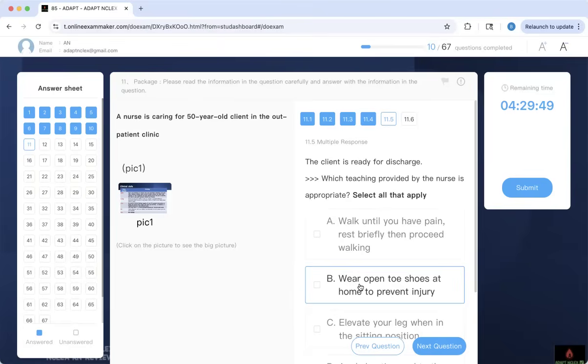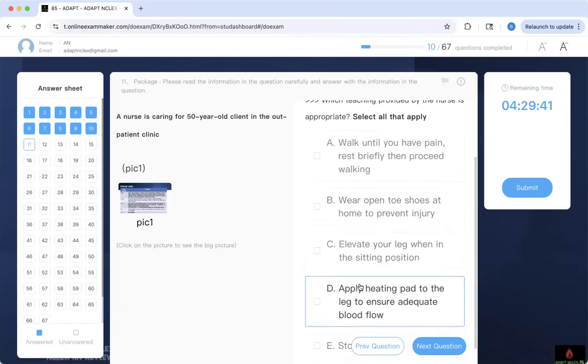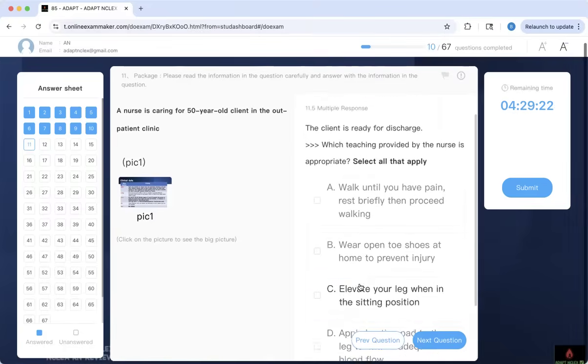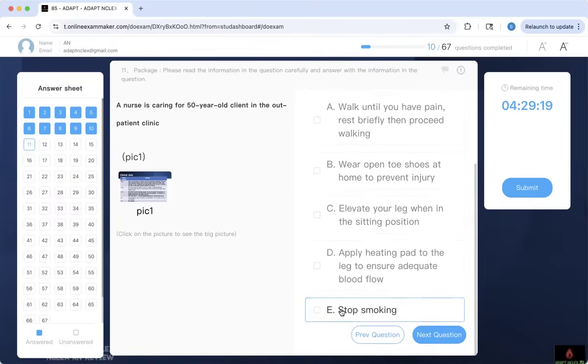The client is ready for discharge. Which teaching provided by the nurse is appropriate? How do you teach a PAD patient who is going home? Walk until you have pain. Rest briefly, then proceed walking. Wear open-toe shoes at home to prevent injury. Elevate your leg when in sitting position. Apply a heating pad to the leg to ensure adequate blood flow. Stop smoking. Stop smoking. Stop smoking. No brainer, right? Stop smoking. We're going to do that. Your leg, you don't feel anything. There's no blood flow. Don't put any heating pad there.